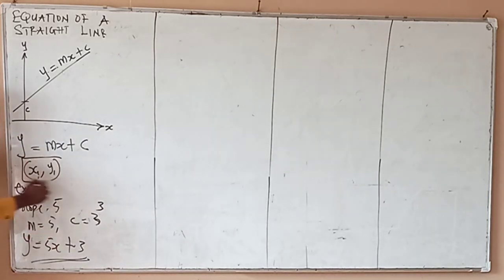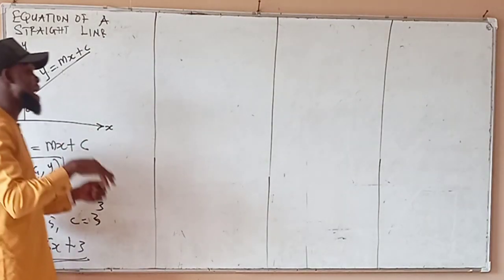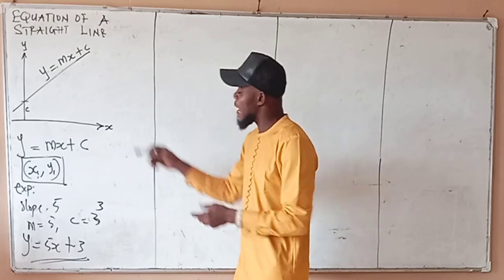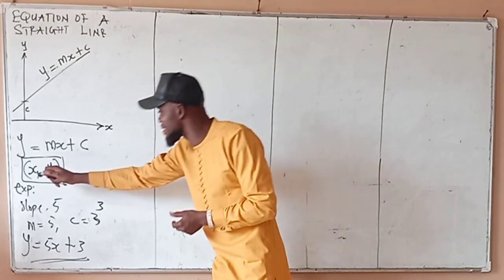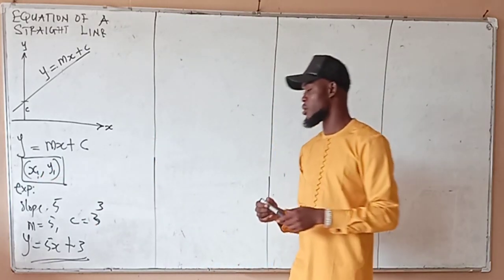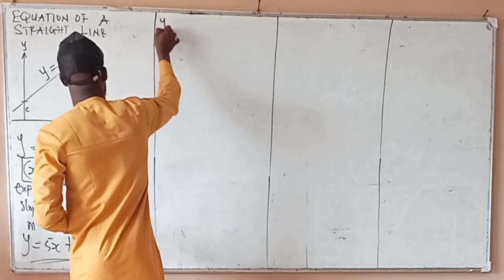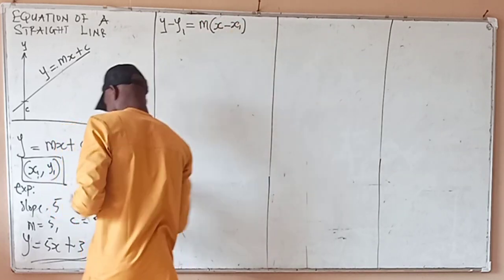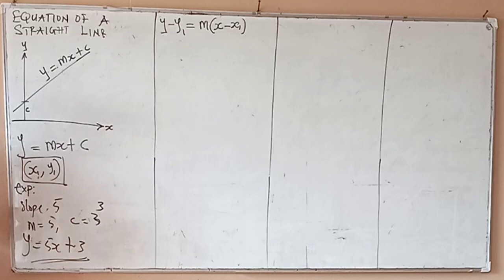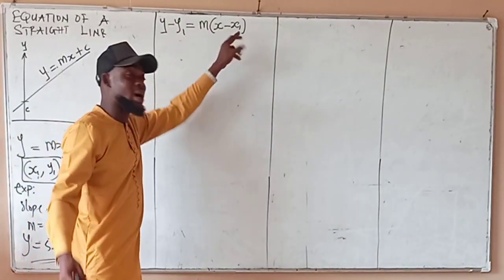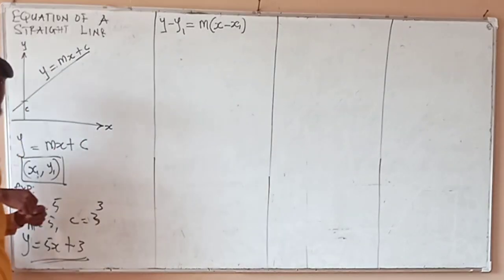Now let's go back to this. To obtain the equation of a line that passes through a given point, say (x1, y1), it is defined as y minus y1 equal to m bracket x minus x1, where m is the slope, and y1 and x1 are the given points.